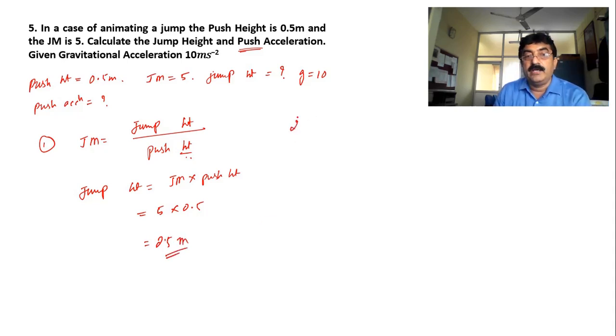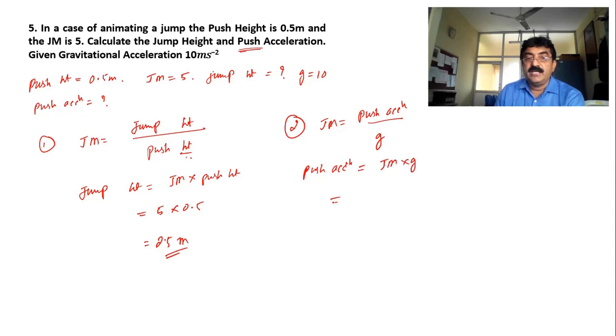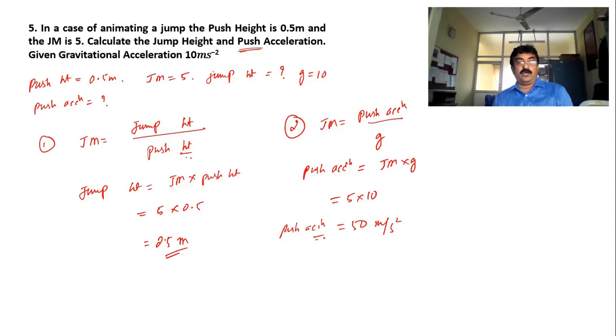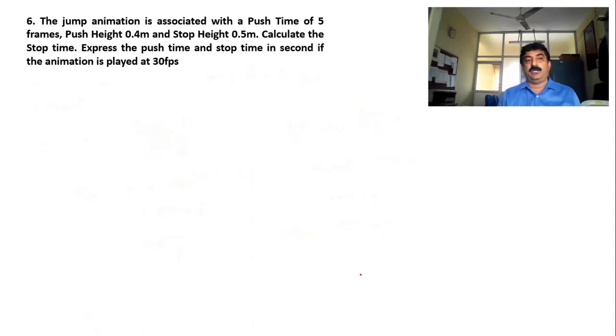First part is over. Second part, jump magnification is also given by push acceleration divided by acceleration due to gravity. Therefore, push acceleration is equal to jump magnification into g, that is 5 into 10, that is 50 meter per second square. This is push acceleration. So I hope you got this question. This is on the concept of jump magnification. Well, with this I move on to the last question from this chapter.